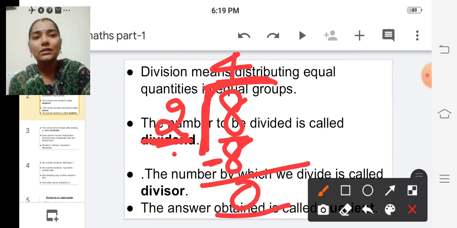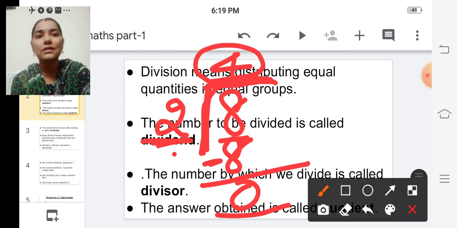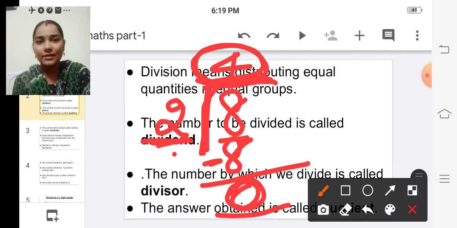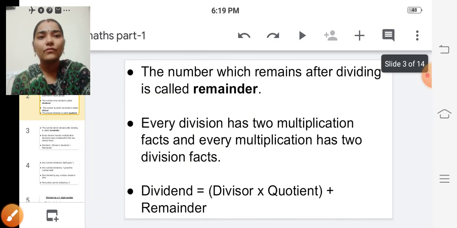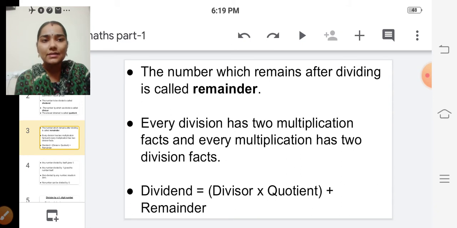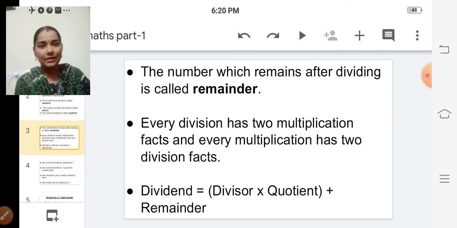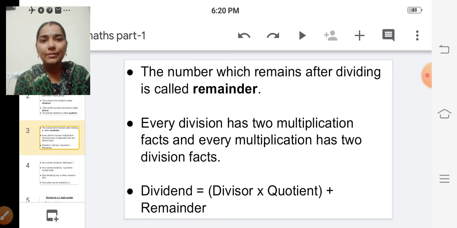This 4 is called quotient. The answer obtained is called quotient. And this 0 is called remainder. The number which remains after dividing is called remainder. Is it clear, children? Yes.